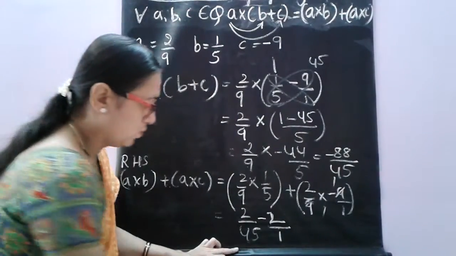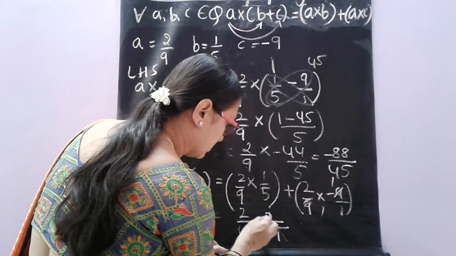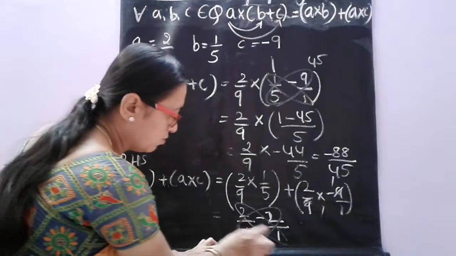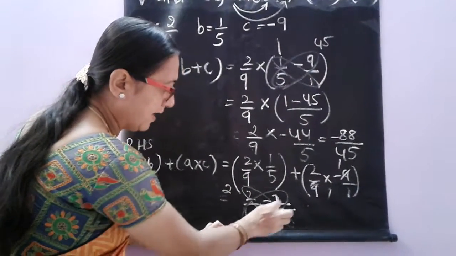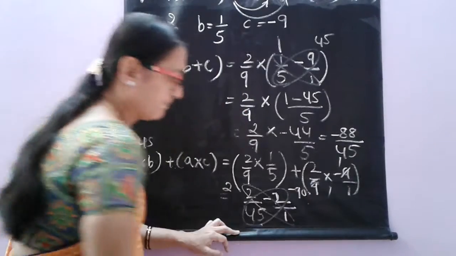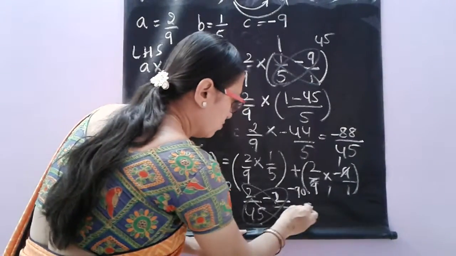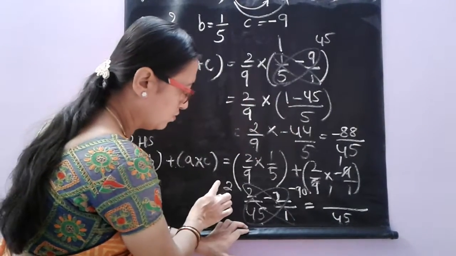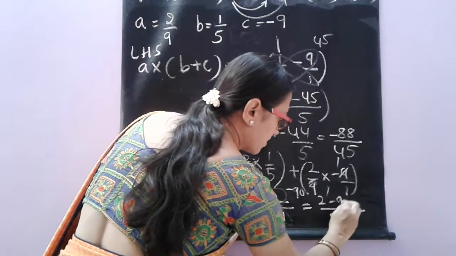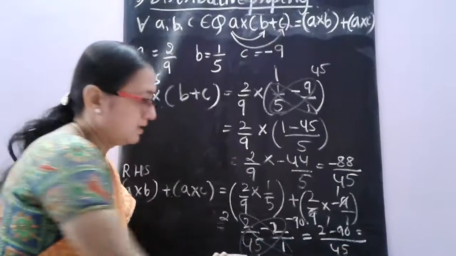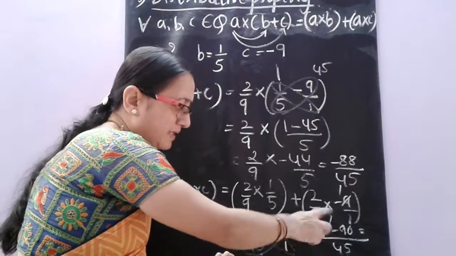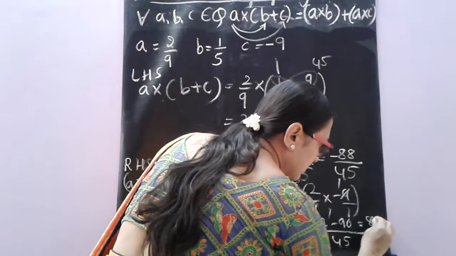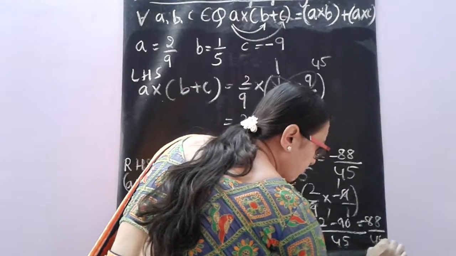Now what is the LCM? Butterfly again. 2 1s are 2, 45 2s are minus 90 here. This is equal to 45 1s are 45 in the denominator, 2 minus 90. What is 2 minus 90? The big number has a negative sign, so you have to subtract. So 90 minus 2 is 88 with negative sign by 45.